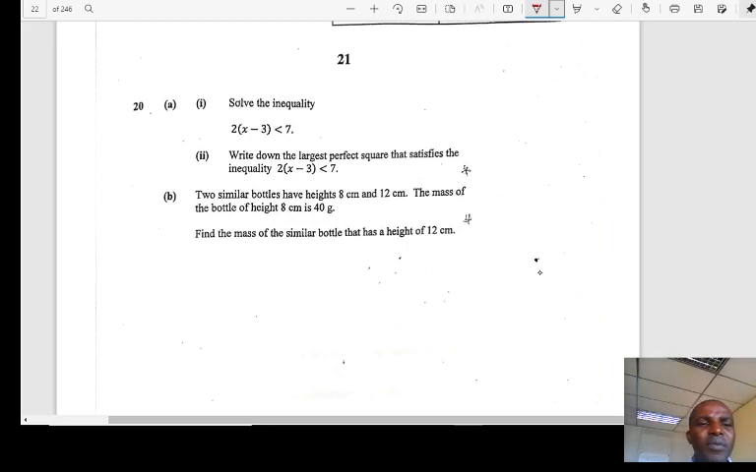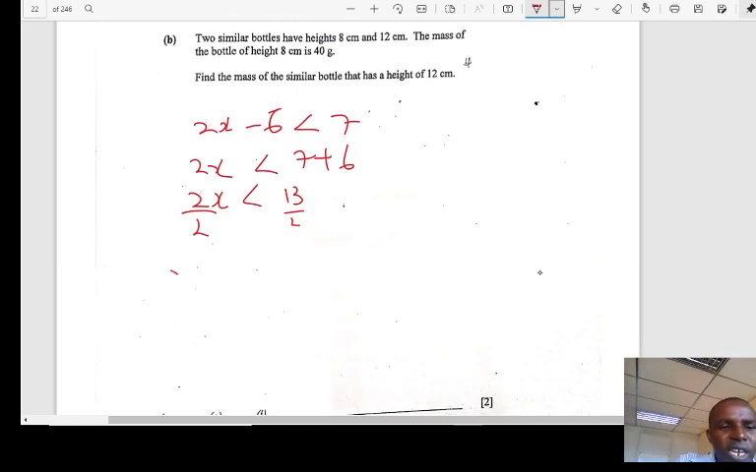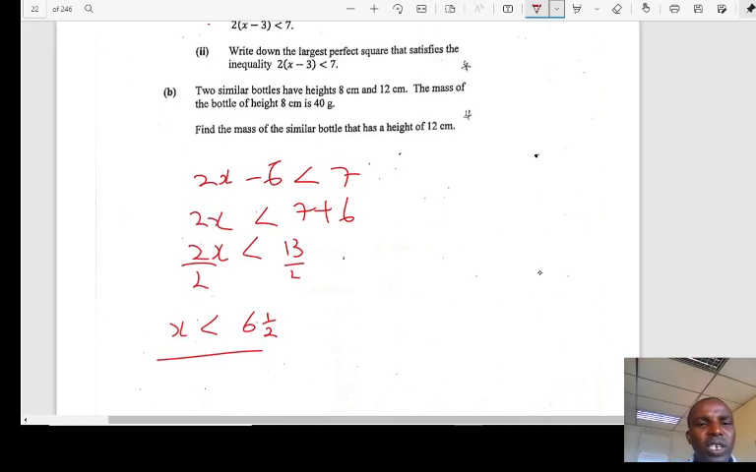Then next, question number 20. Solve the inequality 2 times (x minus 3) is less than 7. Right, what you do here is you just remove the bracket. 2x minus 6 is less than 7. Then it will be collect like terms. 2x is less than 7 plus 6. 2x is less than 13 here. Then you divide by 2 by 2. Then you get your x here is less than 6.5 or 13 over 2.